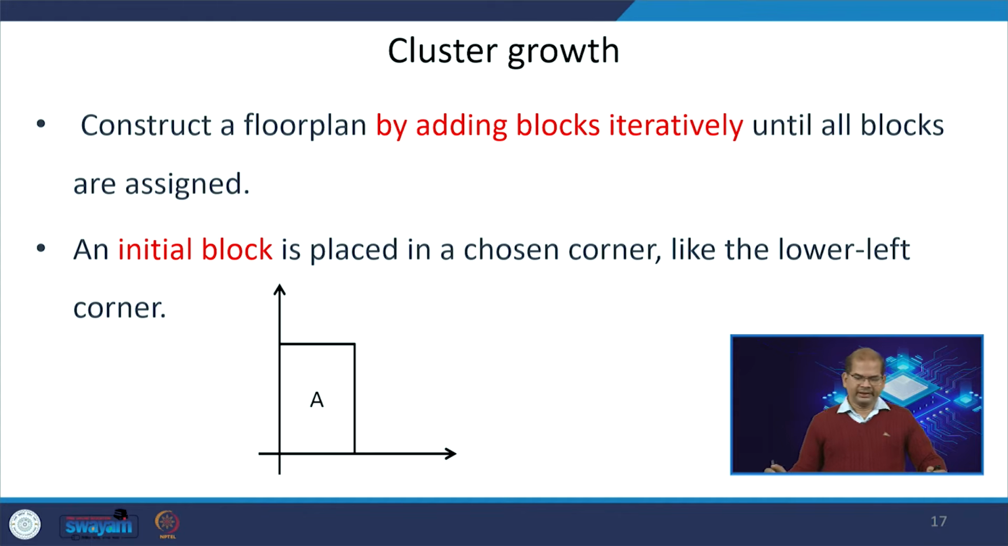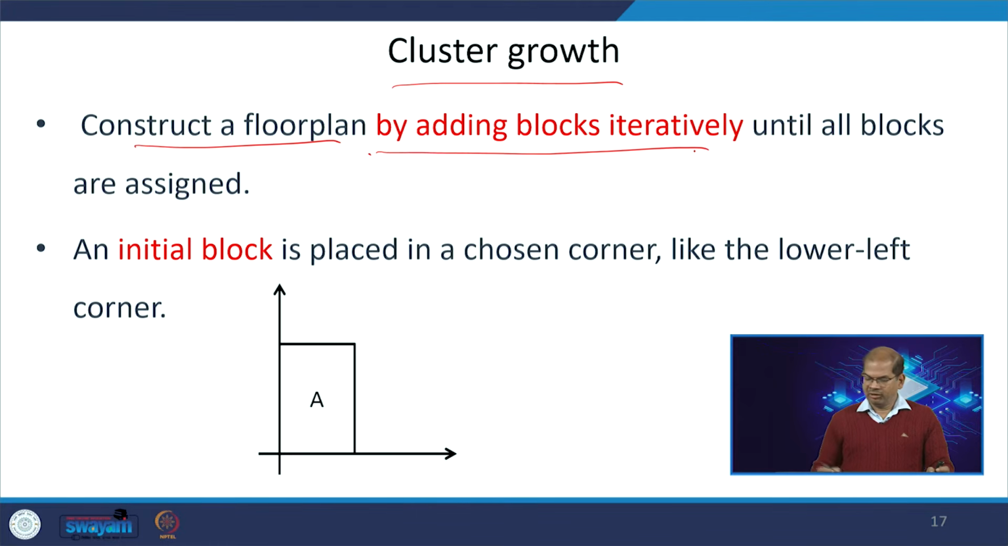Now, we will go for the second algorithm called the cluster growth algorithm. It constructs a floor plan by adding the blocks iteratively, until all the blocks are assigned. Now let us start with the initial block. In this case we have chosen block A, which is placed at the lower left corner, LLX, LLY.